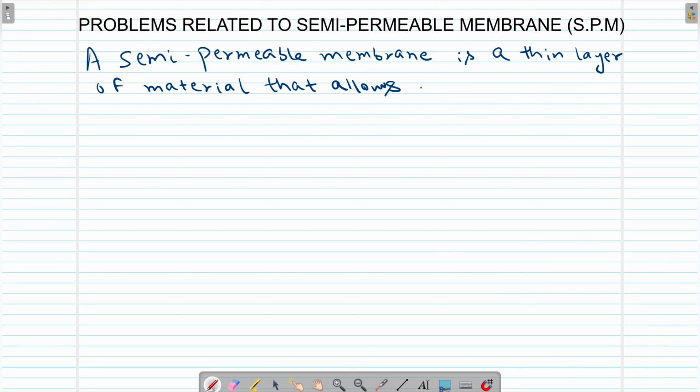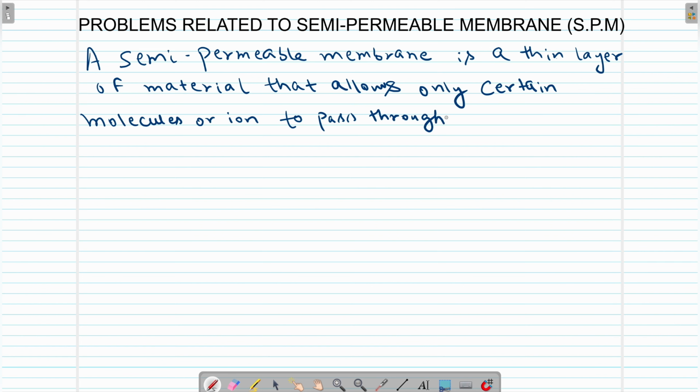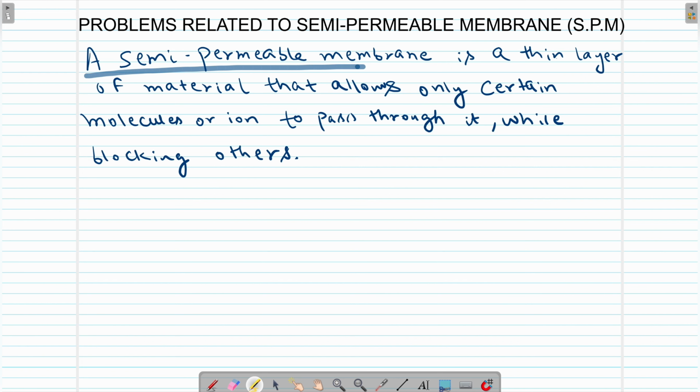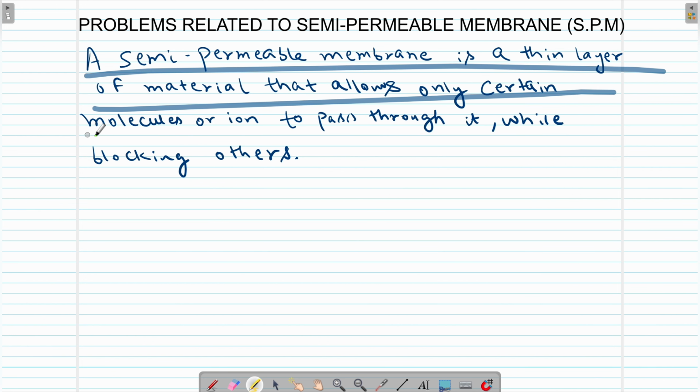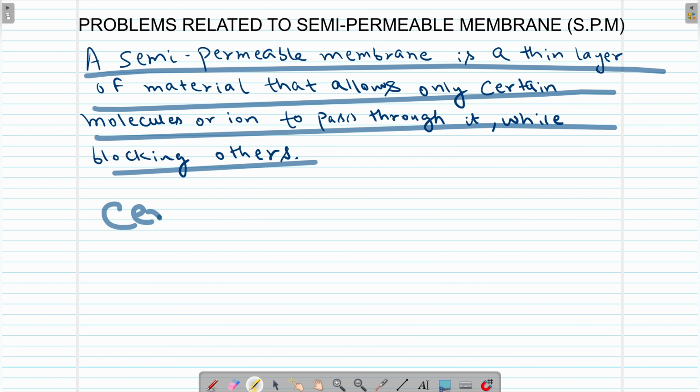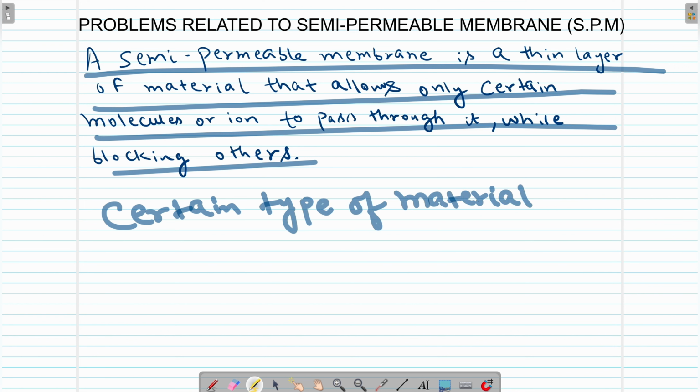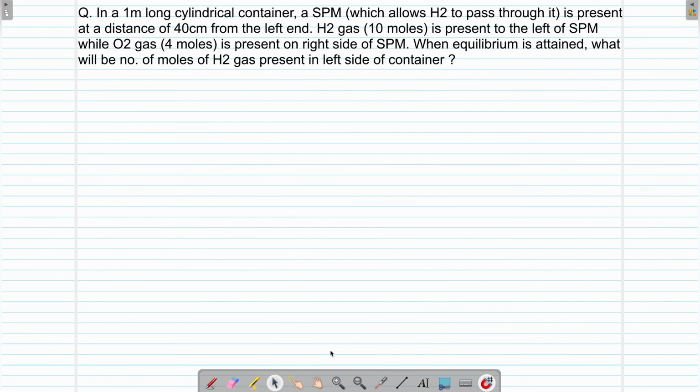So a semi-permeable membrane is a thin layer of material that allows only certain molecules or ions to pass through it while blocking others. So certain types of molecules or ions are allowed to pass through a semi-permeable membrane. So we wrote the definition for it here. Also it blocks other types of molecules. Now we'll solve a problem here.